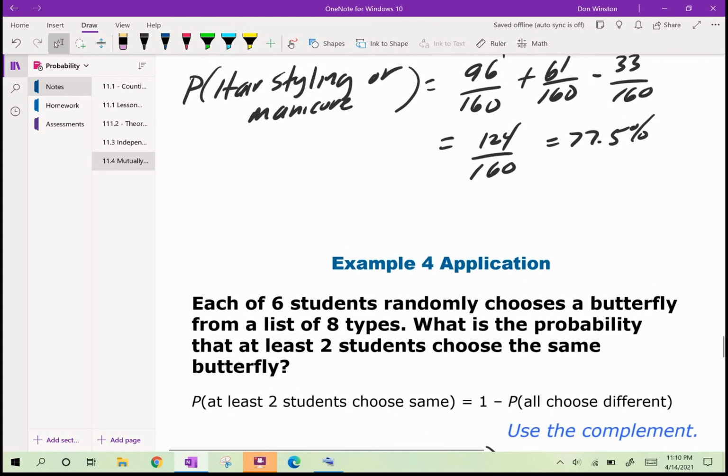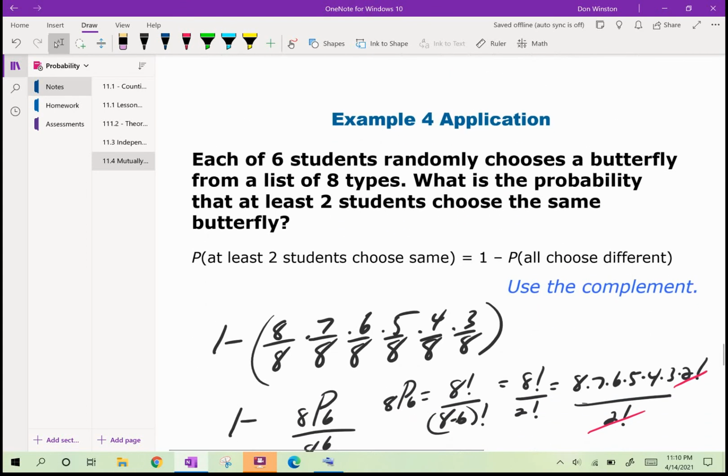Okay, now let's look at some applications here. So we have 6 students who are randomly going to choose a butterfly from a list of 8 types. So each of the 6 students can choose one of 8 types of butterflies. What's the probability that at least 2 students choose the same butterfly? Well, to get at that, the probability of at least 2 students is equal to 1 minus the probability that they all choose a different butterfly.